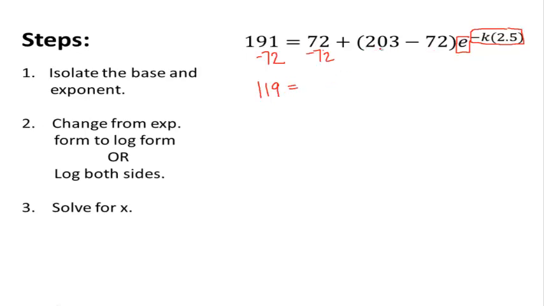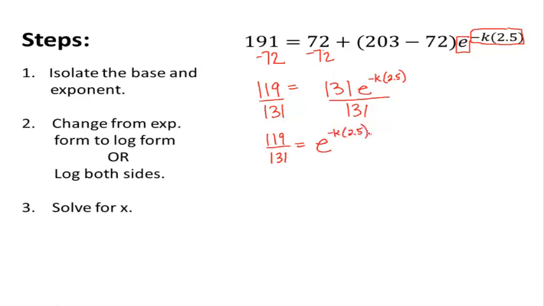We should also simplify inside these parentheses here. That becomes 131. And we still have e to the negative k times 2.5. All right, we are still not done with step 1. This 131's got to go. So let's divide both sides by that. And notice that here we have a division problem. We're not going to actually type that in our calculator, we're going to save everything to the very end here. If we have to round, we'll do it one time. Okay, now we've finished step 1.